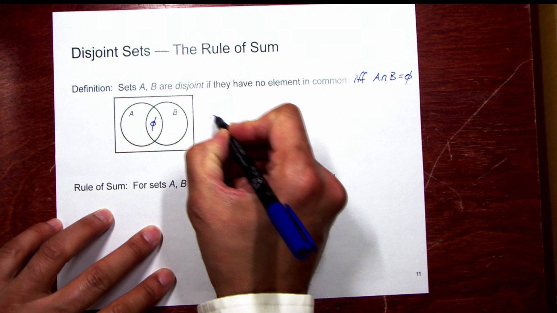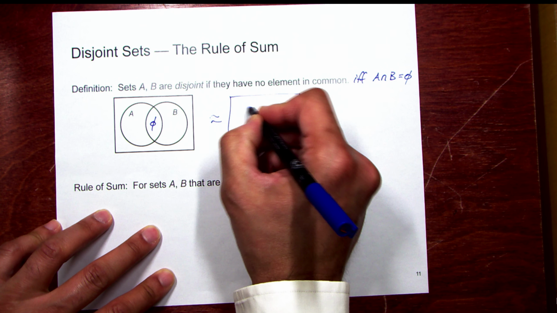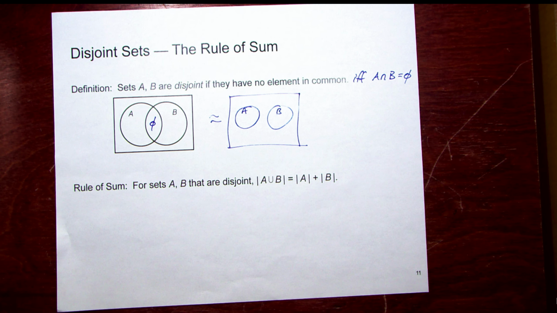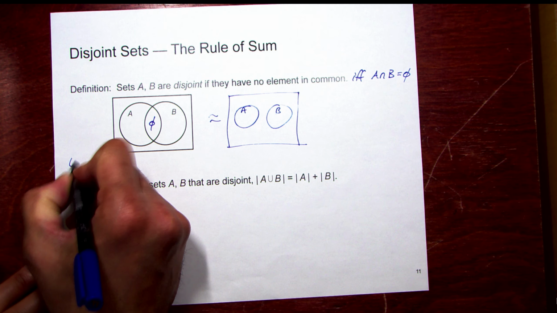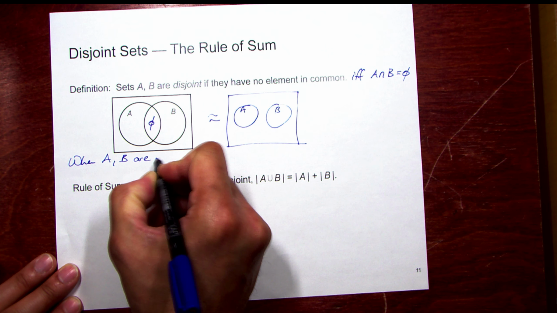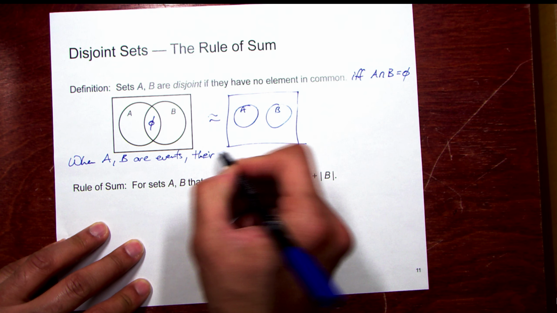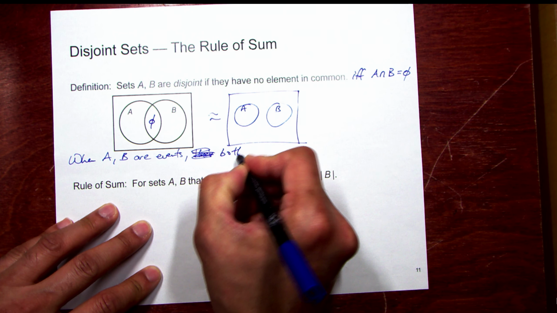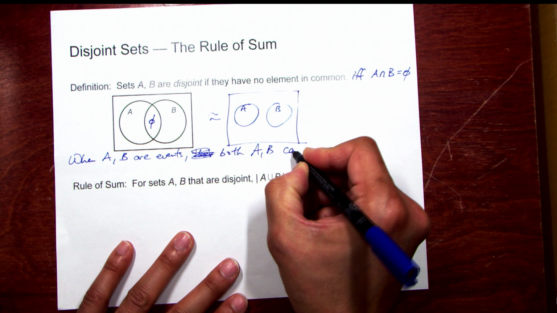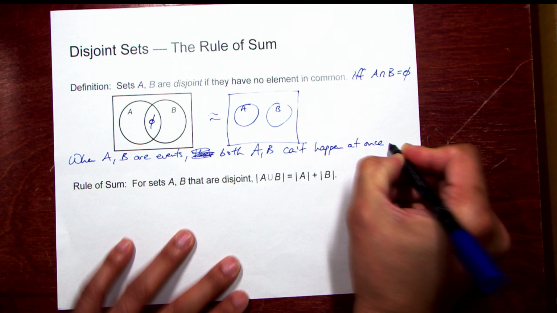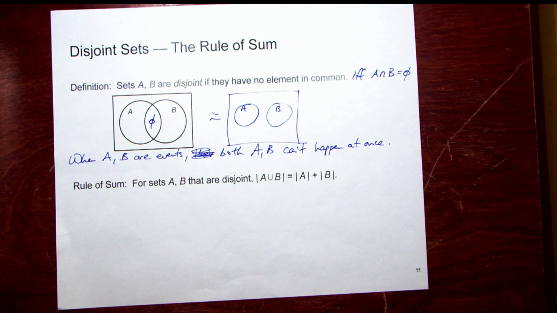If you like drawing general Venn diagrams from scratch, you might do this. You might just draw A over here and B over here, and they don't touch. That might be another way of drawing it. And tying this all into probability, which is what we would like, if A and B are events, both events can't happen. It's either one or the other, maybe neither, but both things can't happen at the same time. That's the disjoint relation.